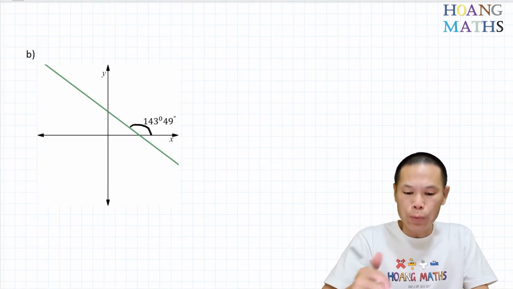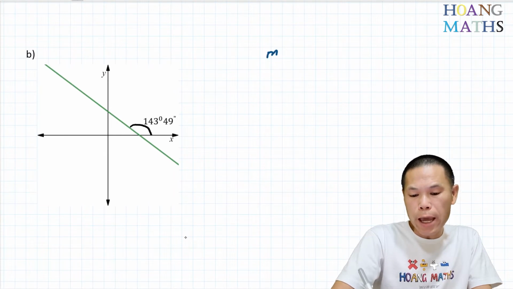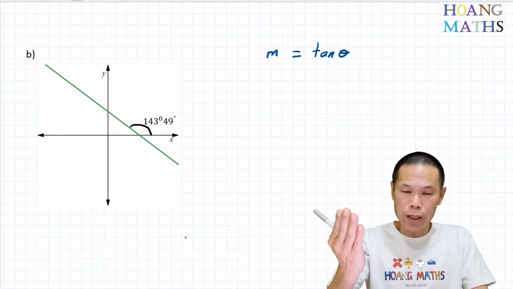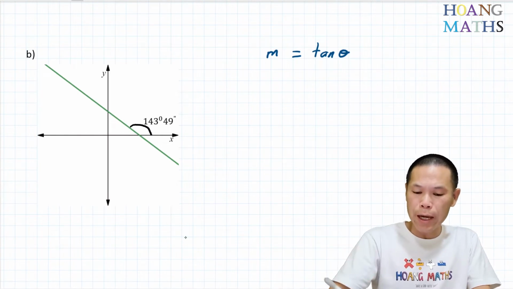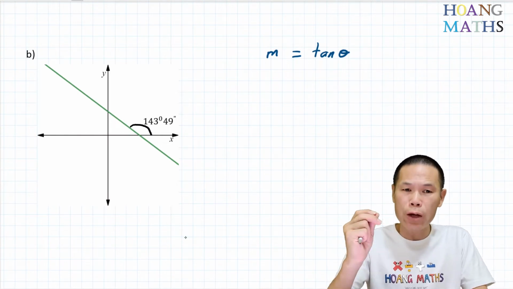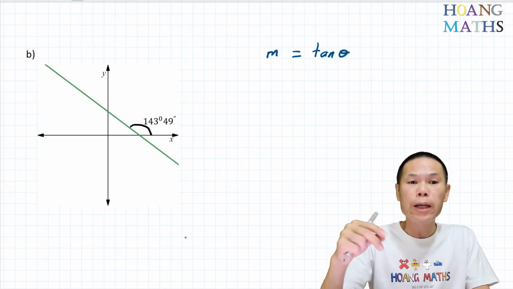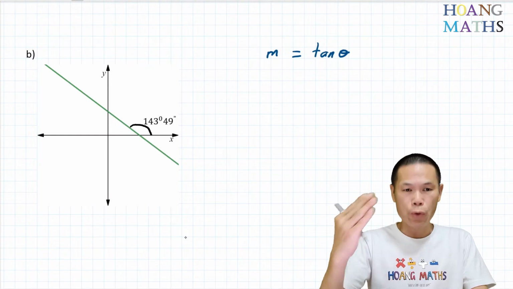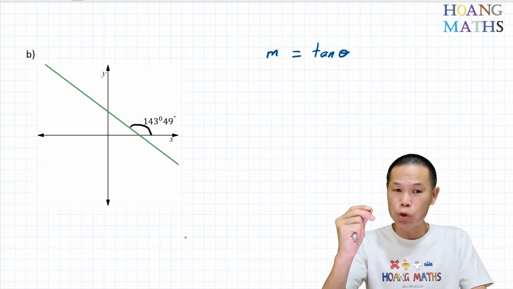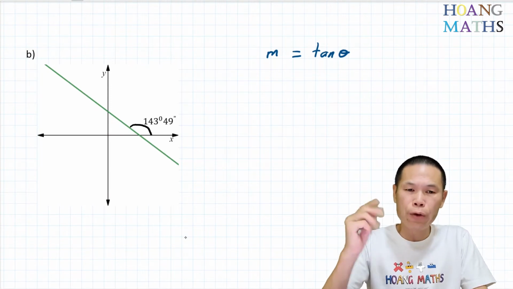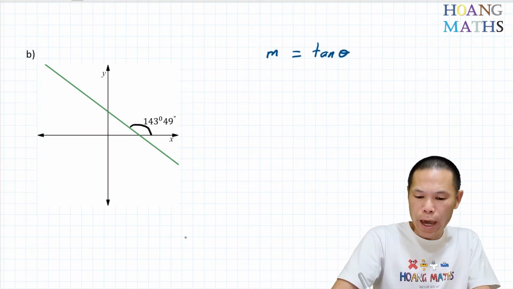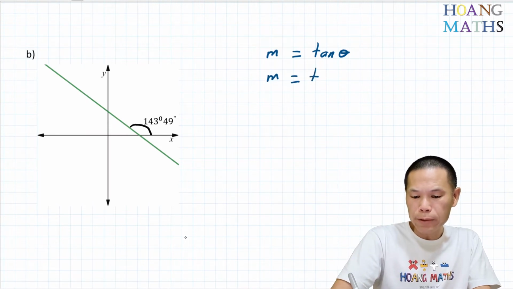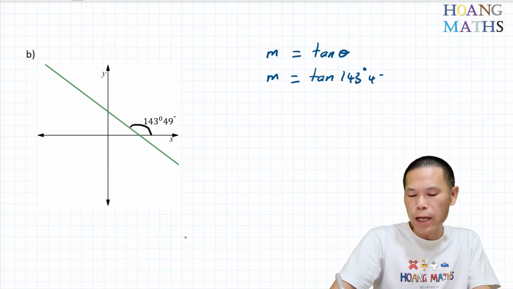Now, second example. We know that the gradient m is equal to tan of theta, or tan of theta is equal to the gradient m. In this case, the angle theta, the angle of inclination, is 142 degrees and 49 minutes. Therefore, the gradient should be negative, and you can see that from the graph as well. So m is equal to tan of 143 degrees and 49 minutes.